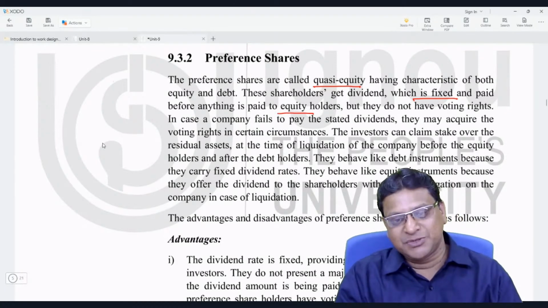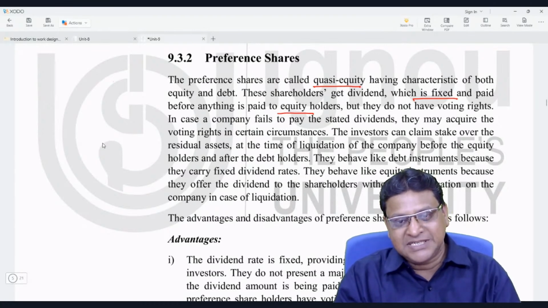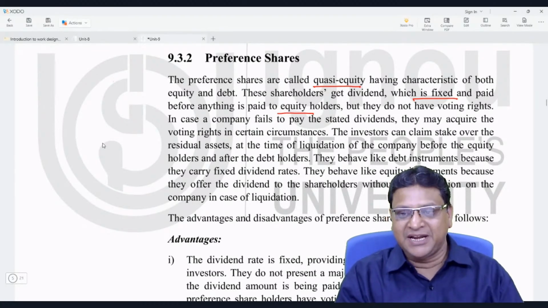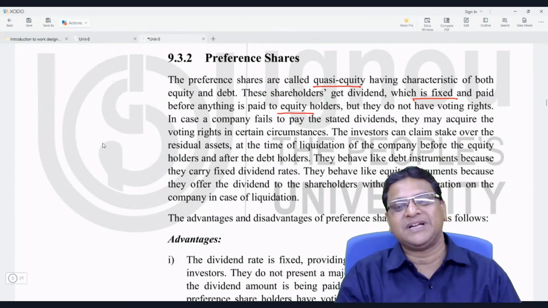That means if there is profit in the company, first preference shareholders will take back dividend at a fixed rate. If anything remains, the equity shareholders will take it.